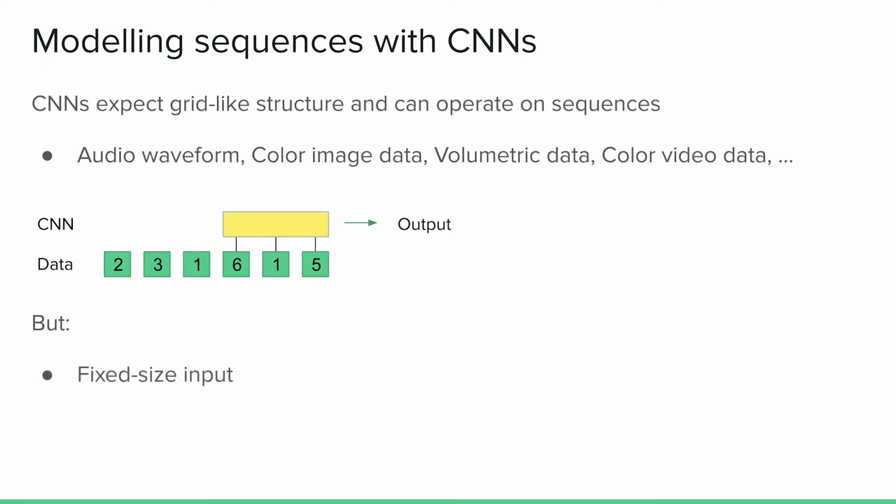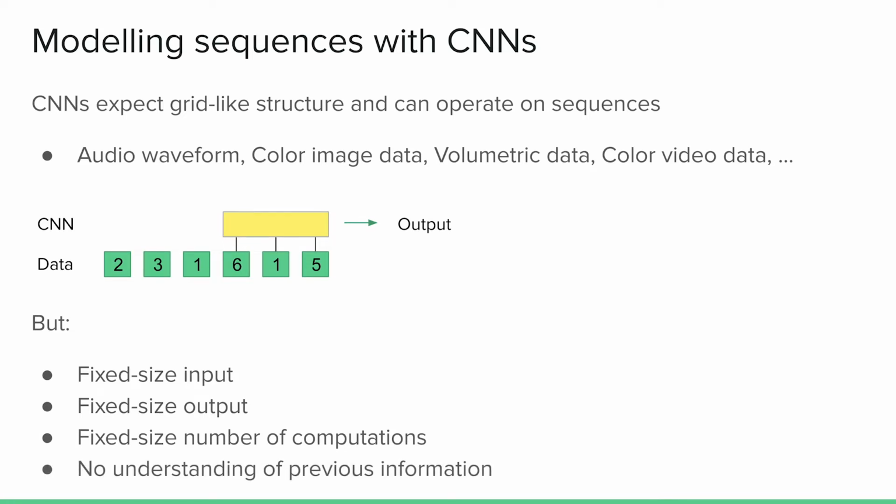However, we have a fixed size input. So when we use a convolution like this, we always take exactly 3 samples as input. And if something crucial happened one step before that size of our input, well, we have no idea, we can't access that information. We also have a fixed size output because our convolutions are fixed, and a fixed number of computations. So the problem is that we pretty much have no understanding of previous information except for this small window that we're currently taking a look at.